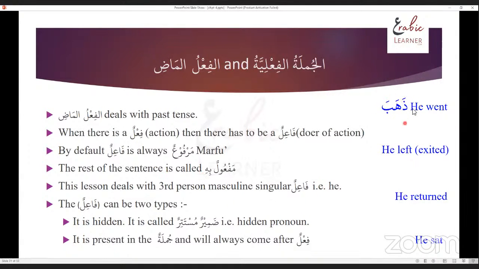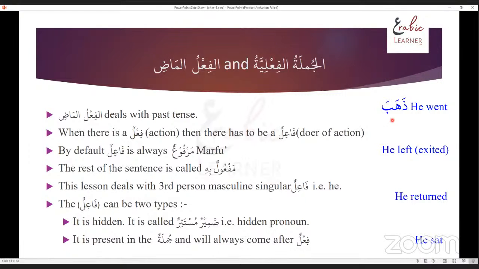Zahaba means he went. Now here I am not writing "he" with it. There is no "he" written with that. Zahaba itself includes the meaning of "he".